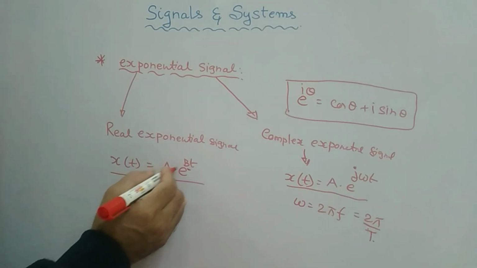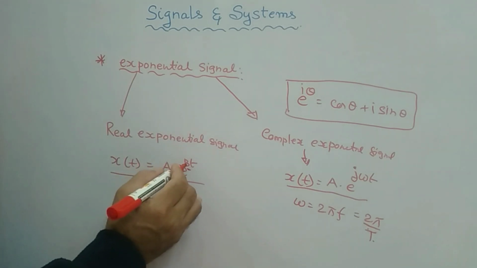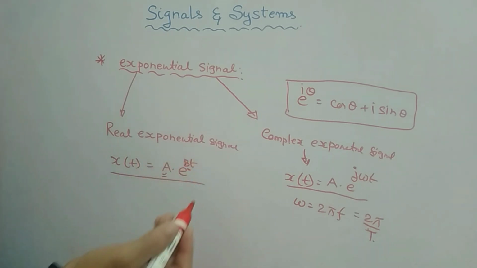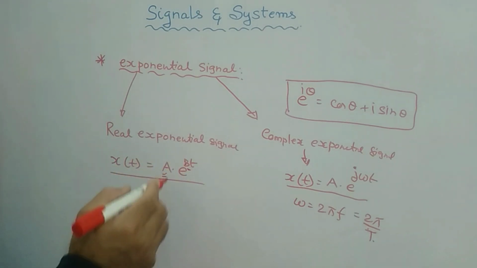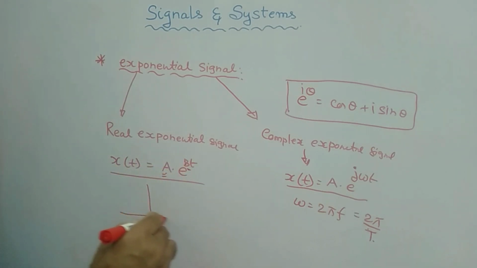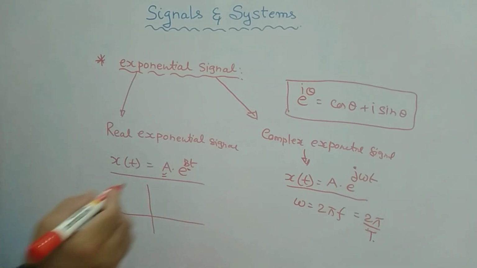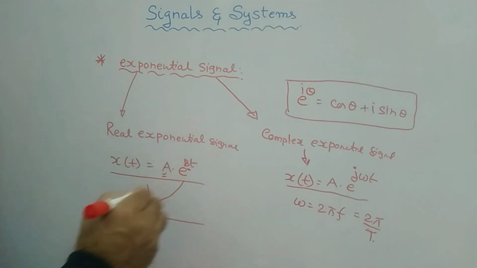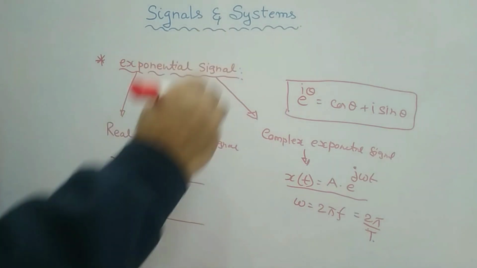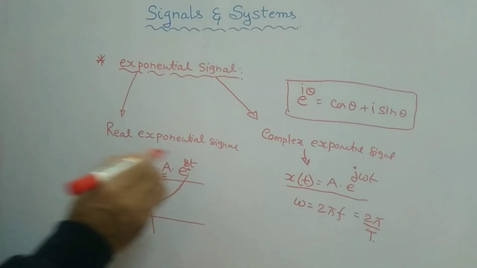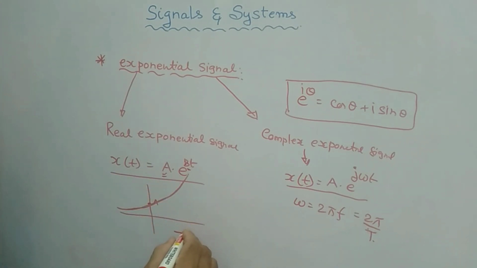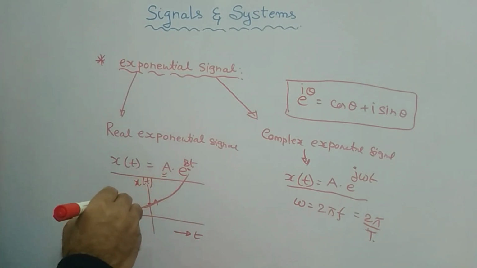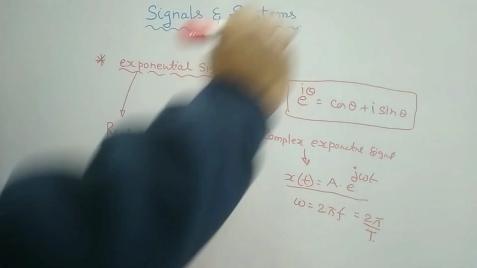Here a and b are real values, and there is a possibility that b can be positive or negative. If b is positive, your graph will be something like this. If you plot it, it is an exponentially increasing function. This is t, and this is x of t on the y axis. It will be exponentially increasing for b positive.